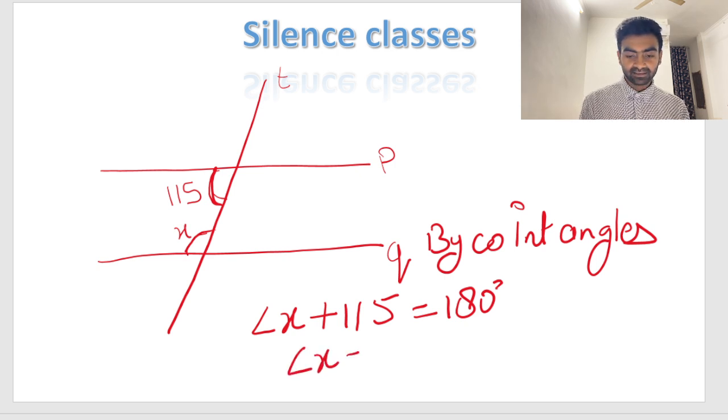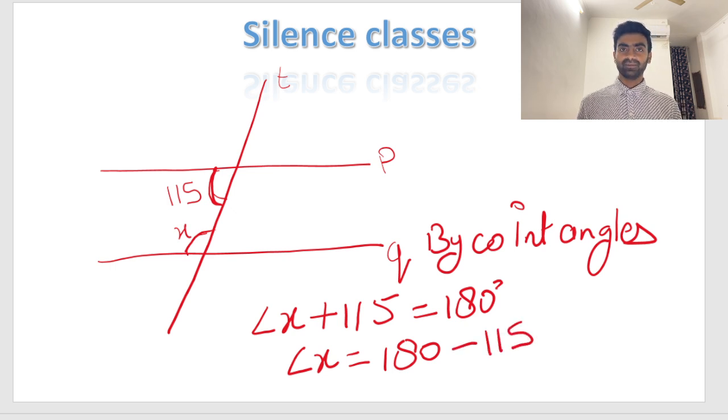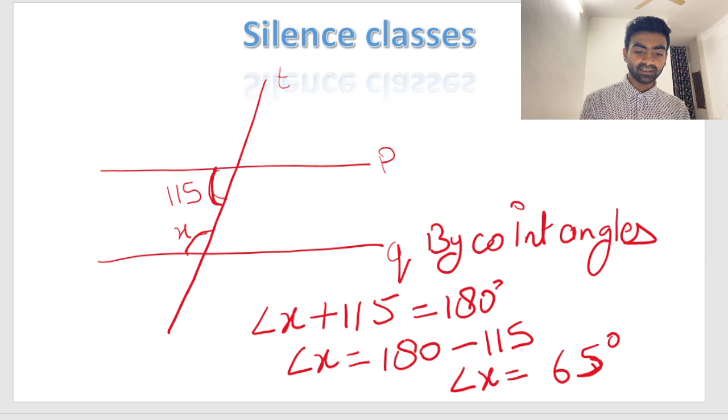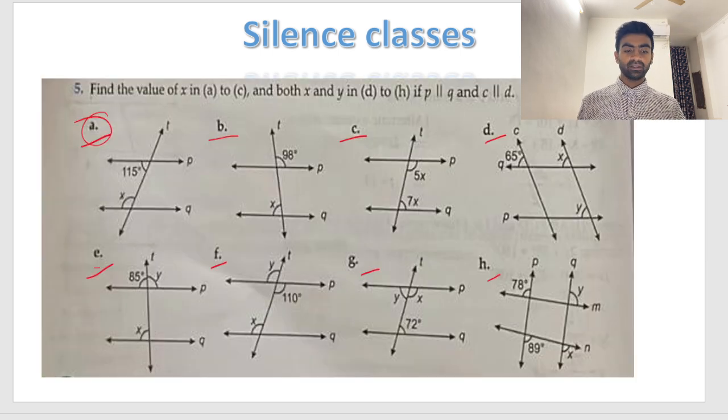angle x is equals to 180 degree minus 115. Okay, so angle x is equals to 180 minus 115, and 8 minus 1 is 7, so 65 degrees. So we got the value of x is equals to 65 degree. Okay, so in this x is 65 degree.